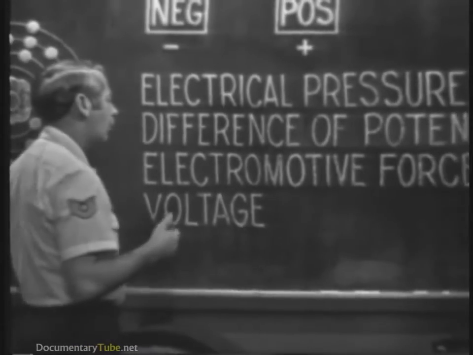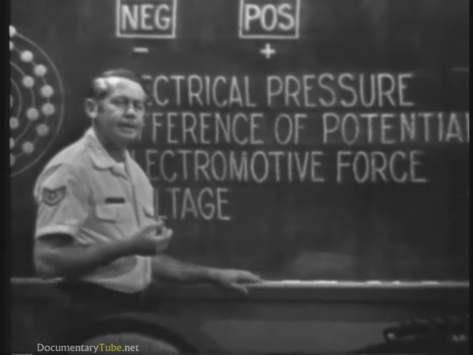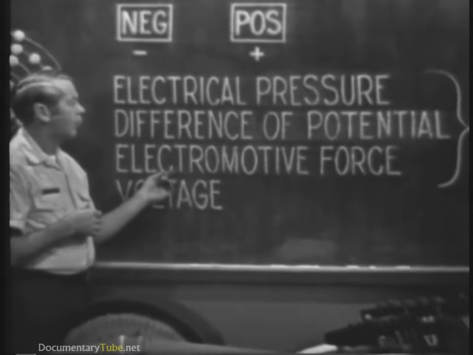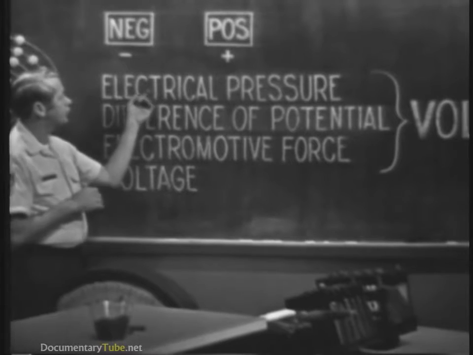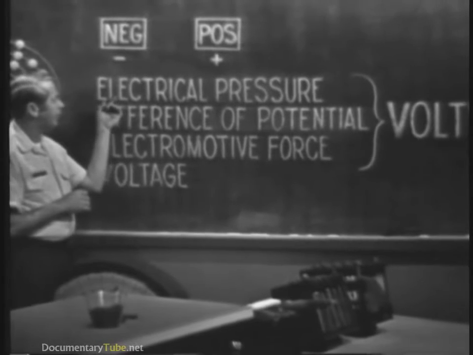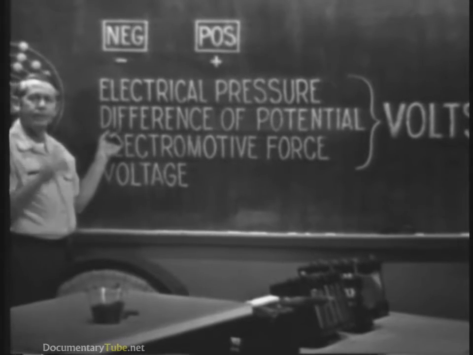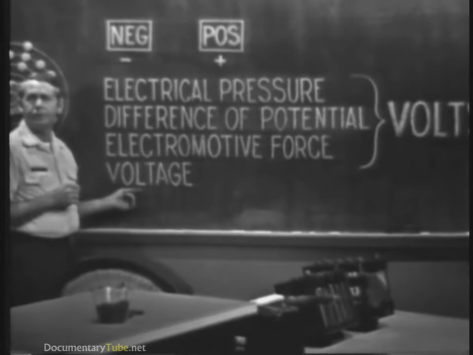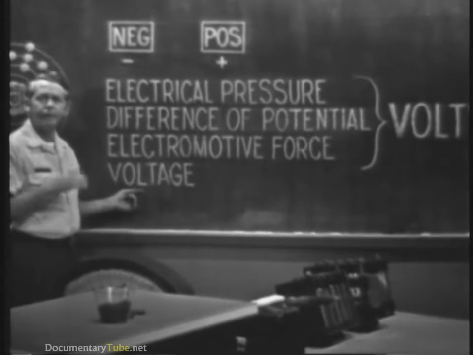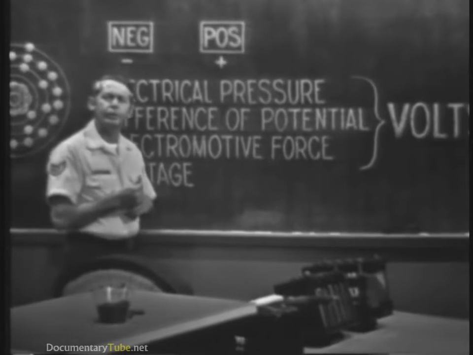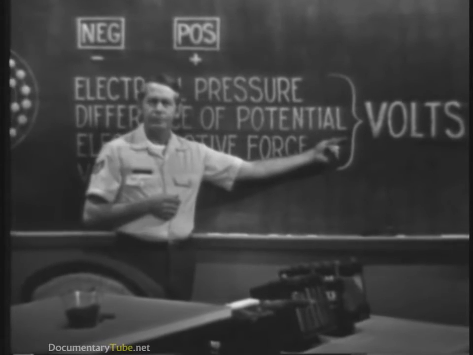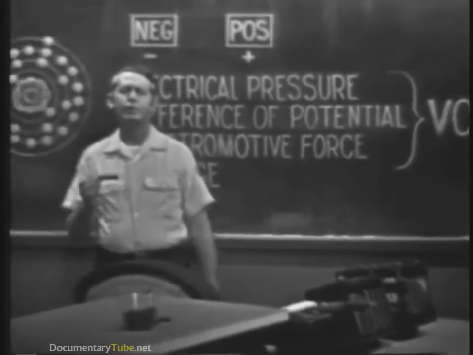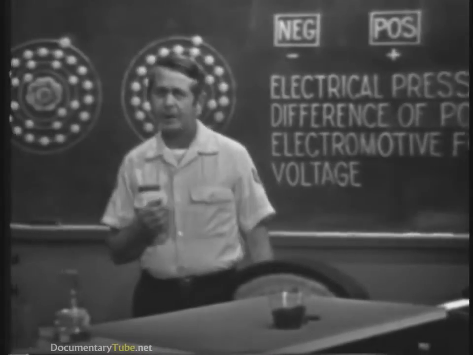Now, this force is called an electromotive force, or an EMF. It's electromotive because it motivates electrons to move. Other terms used to identify the force are electrical pressure and difference of potential, but you'll probably see this one used most often, voltage. Regardless of the term used to identify the force, the unit of measure is volts. I'm sure you've heard the expression, a 6-volt battery or 110-volt outlet.